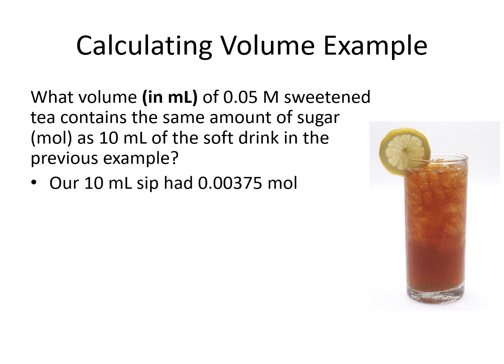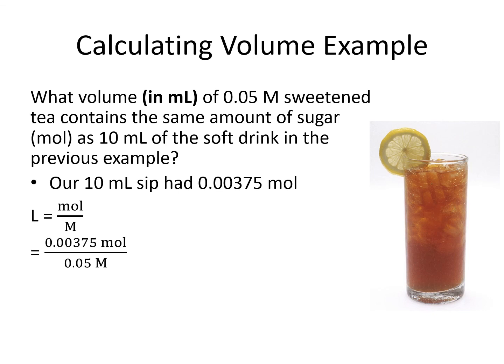0.00375 moles of sugar. So we want to have that same amount of sugar, the same number of moles. We know molarity of sugar in the tea, and we have moles of sugar we want to consume from the tea. So we can use a different rearrangement of the molarity equation to solve for liters, which is volume. The rearrangement we need is liters equals moles over molarity.